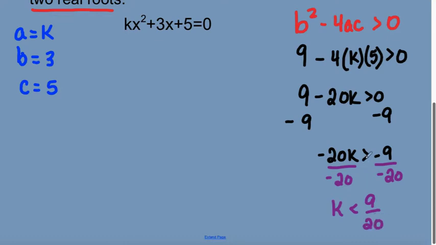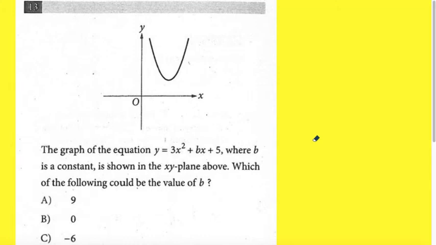All right, so now I know that any value of k, any number less than 9 over 20, is going to make this equation have 2 real roots, which means that it will cross the x-axis twice. All right, let's look at an example that has a graph with it.